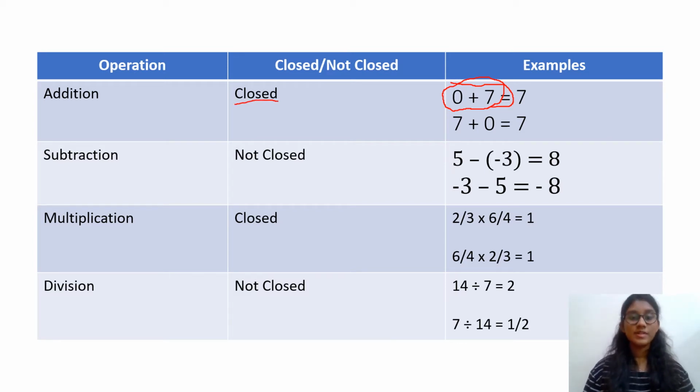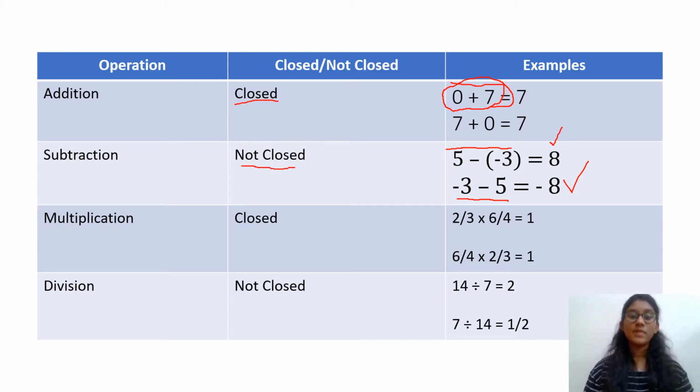Let us move on to subtraction. Here we have positive 5 minus negative 3 and negative 3 minus 5. When you simplify this, you get positive 8 and negative 8 respectively as the answers. Even though their face values are the same, 8 and negative 8 are not the same. Therefore, since their values are differing, subtraction is not closed under the commutative property.